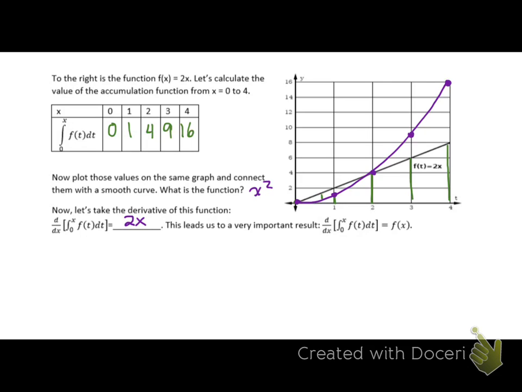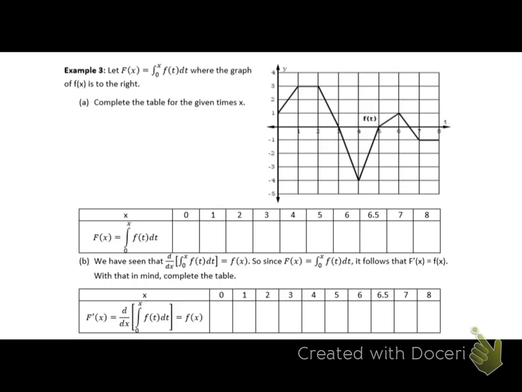This proves it, right? Because I found the integral by finding the area under the curve, and then I took the derivative of that, it was undoing what I had just done. So now I want to find these values, okay? So let's first do the accumulation thing with this particular graph.